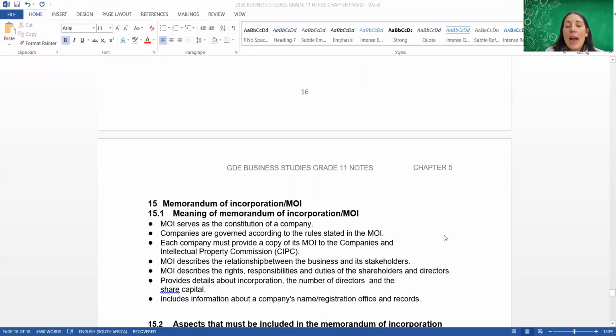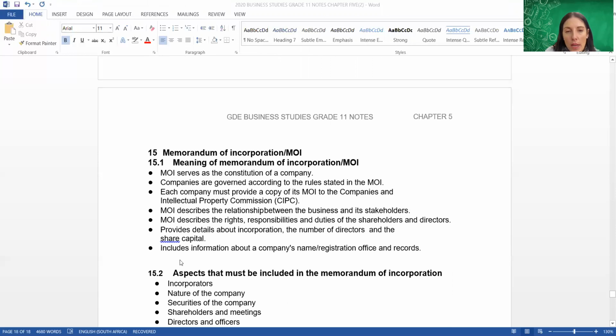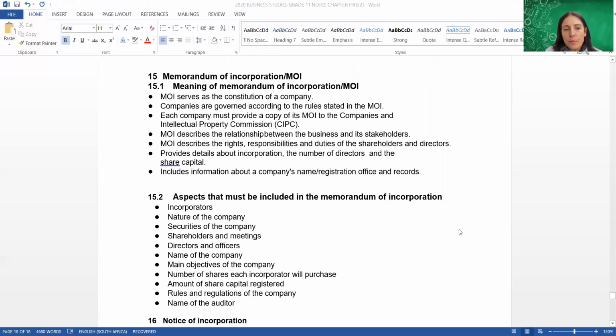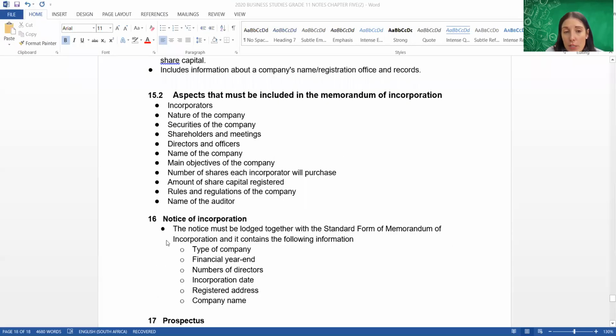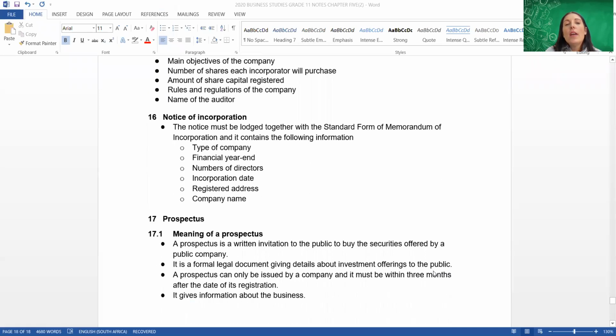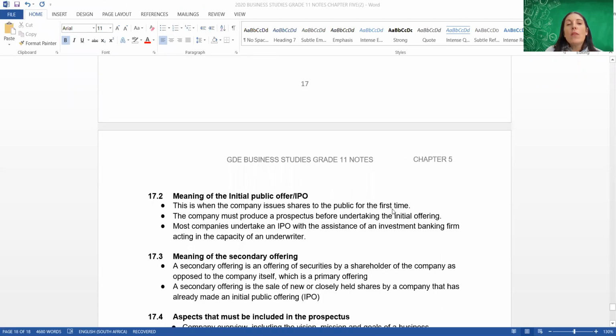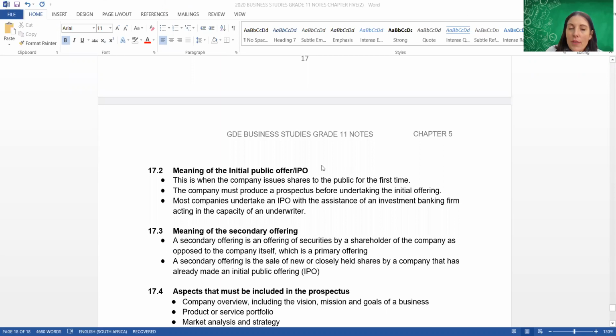Then the memorandum of incorporation, make sure that you know what this is about, and what must be included in the memorandum of incorporation. Then the notice of incorporation, another document that you must know, and then the prospectus, which applies to the public companies. Then also know the meaning of an initial public offering, and the meaning of the secondary offering.